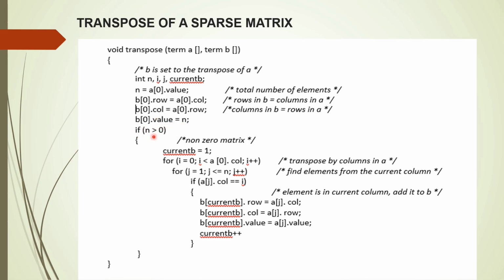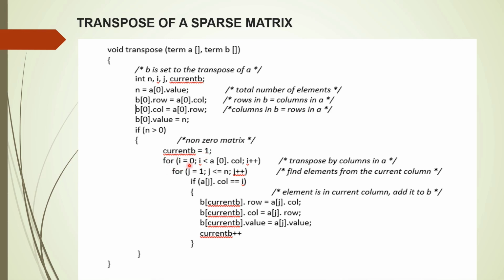If n is greater than 0, that means the number of elements in the given matrix must be greater than 0, and currentB is equal to 1. currentB is an index variable for the transposed matrix. It is pointing to the first row. Why? Because the 0th row is reserved for the number of rows, number of columns, and number of non-zero elements. Actual elements are going to be stored from row number 1 of the transposed matrix. That's why currentB is equal to 1.